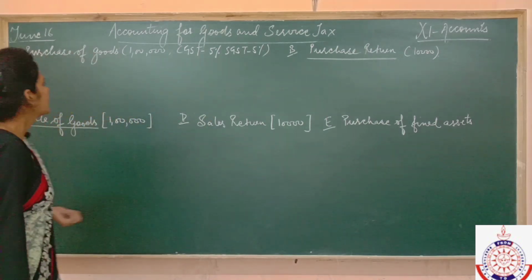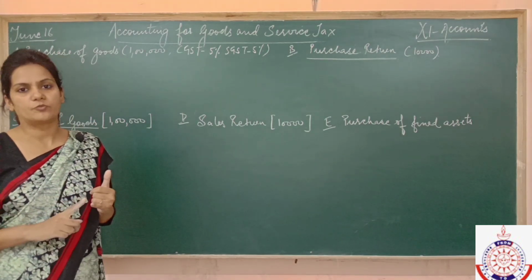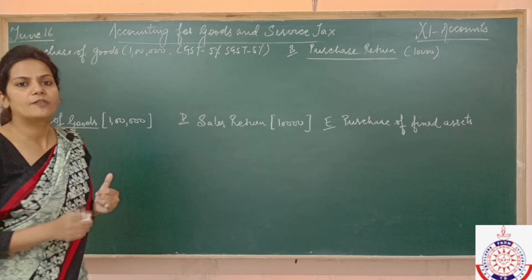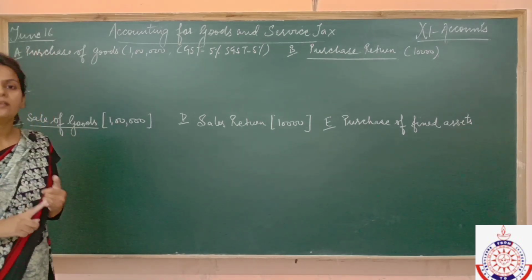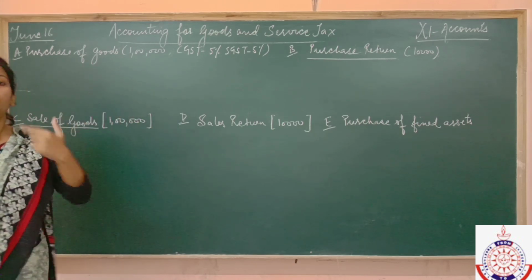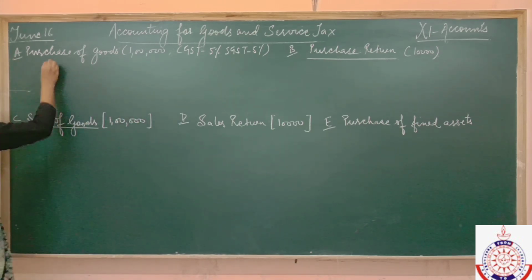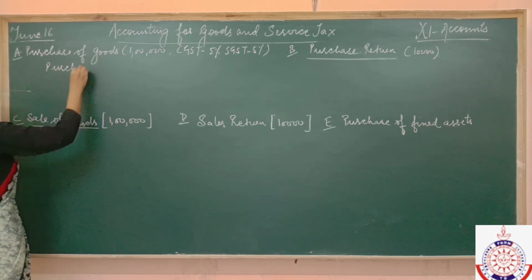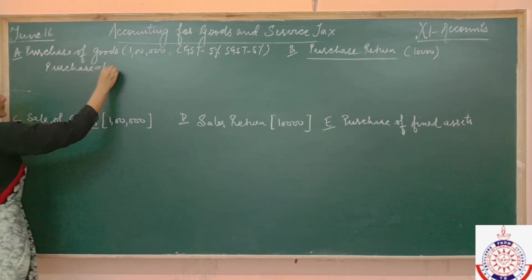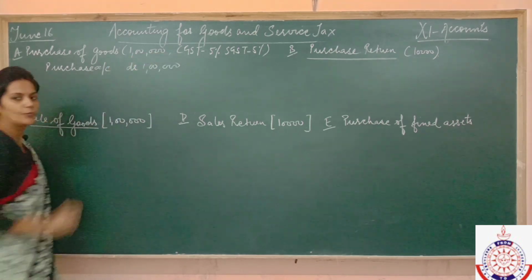Let us see. Suppose your business has purchased the goods. In that way you have to pass the entries, because we are maintaining the account books of your business, and in the first transaction your business has purchased the goods. So whenever you purchase goods, you always use the word purchases. You have purchased the goods for rupees 1 lakh, right, here 1 lakh.